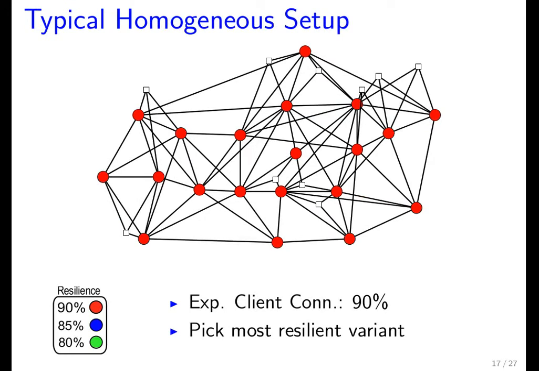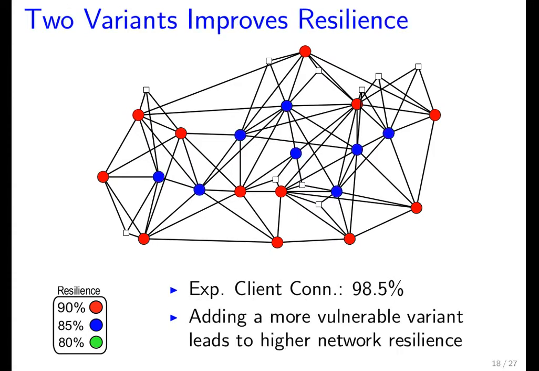So this first case is the homogeneous case. The expected client connectivity is 90%. So your network is just as strong as the variant you pick. And the optimal solution is pretty simple. You pick the strongest variant and you put it everywhere. So effectively, your network is either completely alive with 90% chance or 10% chance an attacker found the vulnerability and was able to exploit all of your routing nodes and everything was compromised.